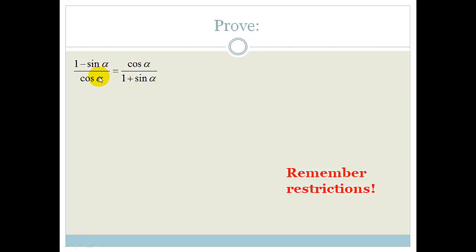So traditionally, we start with either the left-hand side or the right-hand side. I'm going to start with the right-hand side, and I'm going to say, okay, fine, this is equal to cos alpha over 1 plus sine alpha. And I want it to look something like that. And you see that there's a 1 minus sine alpha at the top there. So what I'm going to do is times both the numerator and the denominator by 1 minus sine alpha. So let's do that. Right. So what do we end up with?